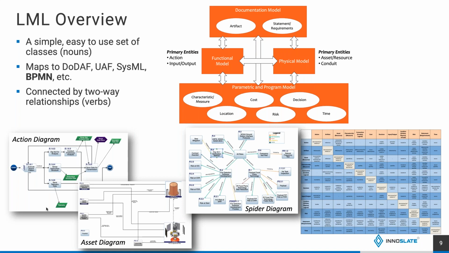If you look in there, there's a lot of the kinds of things you really care about for portfolio management. I want to capture decisions. I want to capture cost. I'm worried about risk. Time's very important because that's schedule. Location is very important to me. I want to know where things are. I've got to keep track of things geospatially. And characteristics and measures are my metrics.